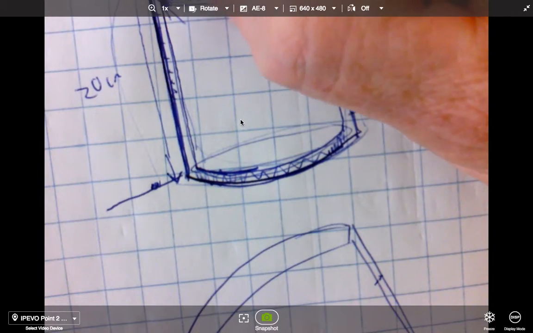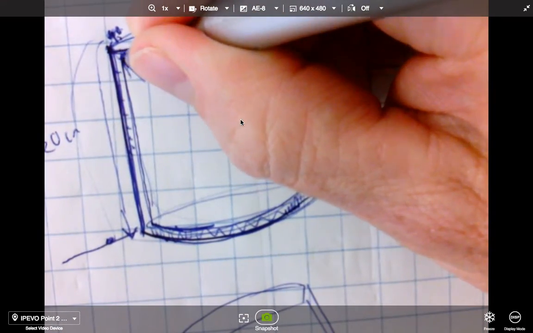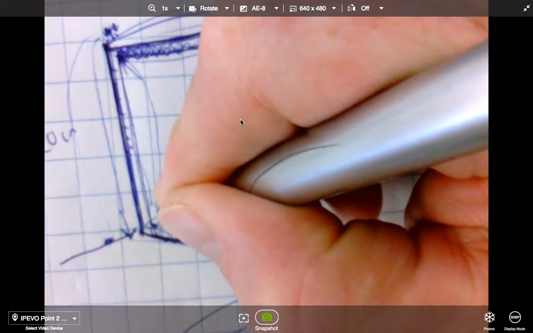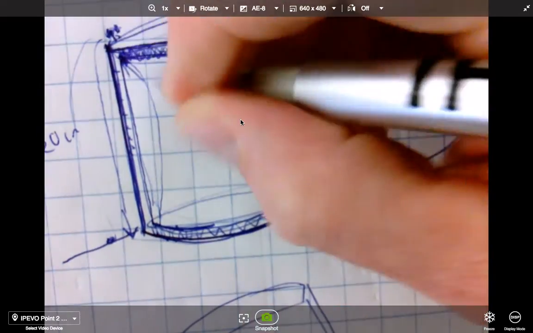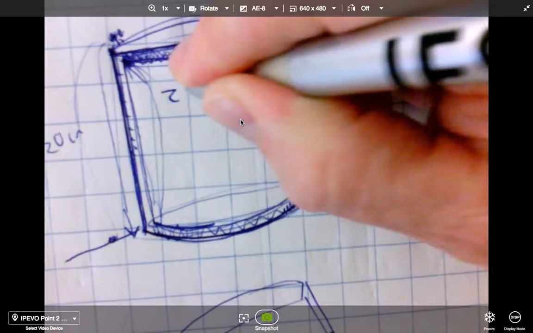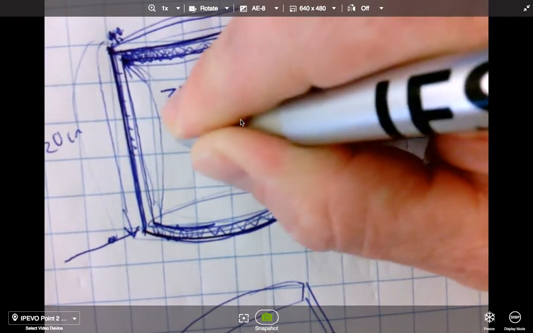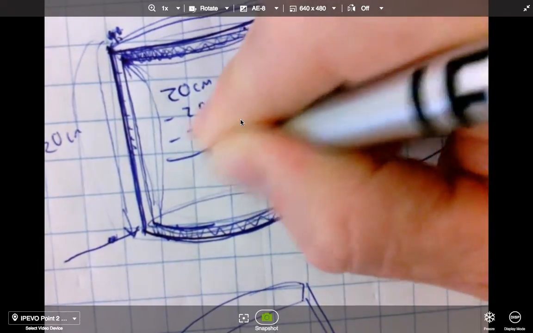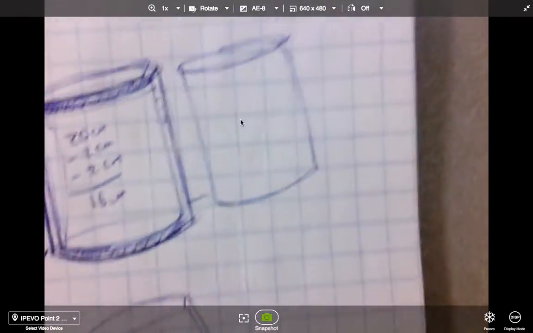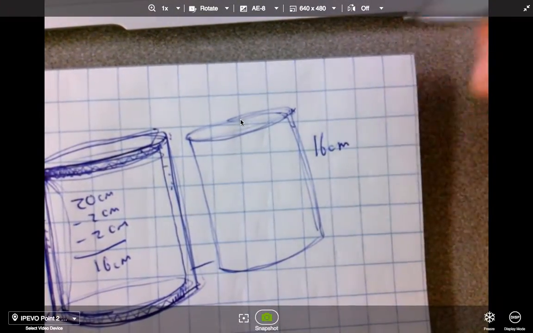So really, if the ant is inside the cylinder, the ant would be 2 centimeters less here and 2 centimeters less here. So it would only fall 16 centimeters, right? It would fall from here to here, so it would be 20 centimeters minus 2 centimeters minus another 2 centimeters. It would only fall 16 centimeters. So therefore the height of the inner cylinder is actually 16 centimeters.